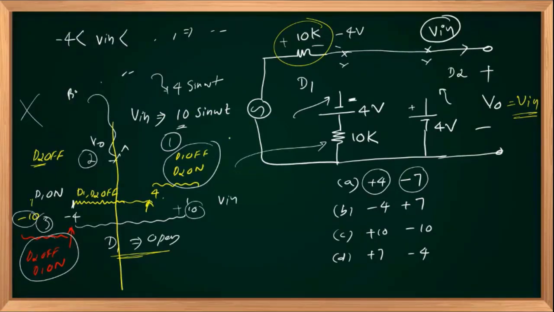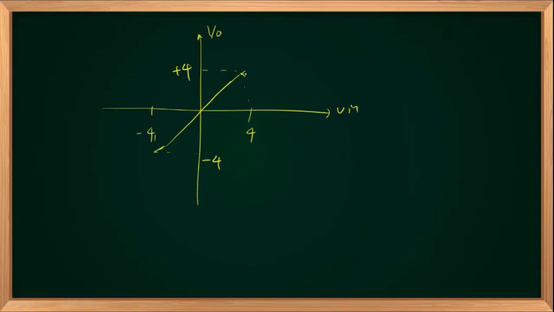And let us concentrate on the first region, that is D1 off, D2 on. D1 off, D2 on implies this branch is open and this diode D2 is short circuit. The moment D2 is short circuit, it is obvious that the output voltage is nothing but 4 volts. So if your input goes beyond positive 4 volts up to 10, the diode D2 remains in on state, so the output remains at +4 volts.